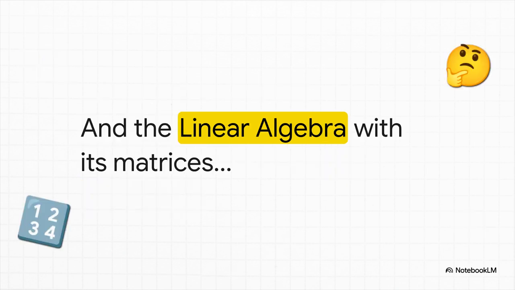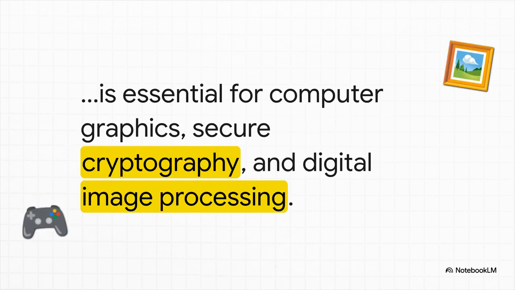Okay, next up, what about all that linear algebra? The endless rows and columns of numbers in those matrices. What's that good for? Turns out, that's the secret language of computer graphics. Every single character, every object in a video game, it's just a collection of vectors getting tossed around by matrices. It's also the magic behind secure passwords and even those filters in Photoshop.